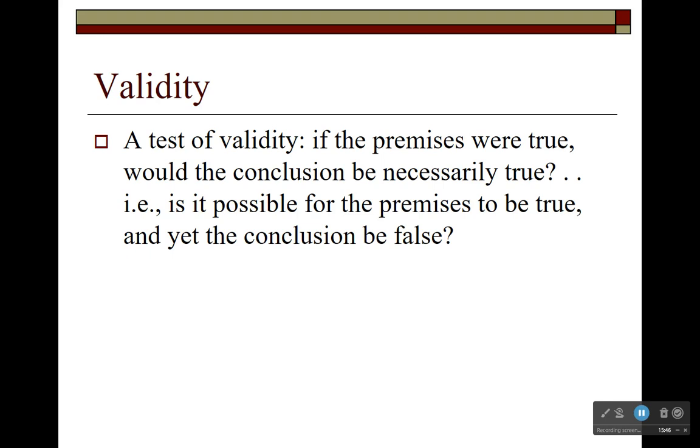That is to say, is it possible for the premises to be true and yet the conclusion be false? If that is possible, then the argument is not valid. If it's impossible for the premises to be true and the conclusion be false, then the argument is valid. So that's the test of validity, and you can apply that to any deductive argument.